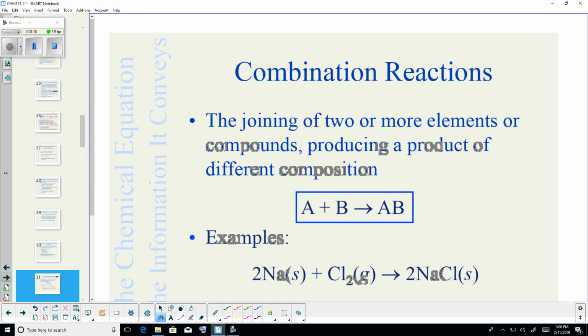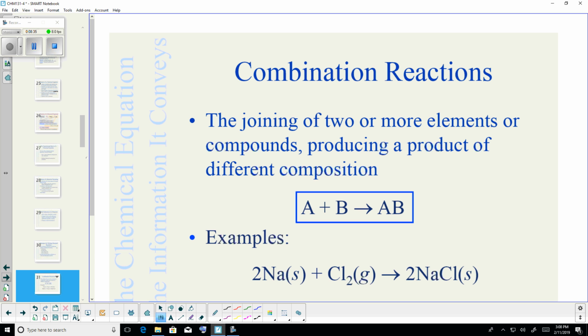So a combination is the joining of two or more elements or compounds producing a product of different composition. A plus B goes to AB. So an example, sodium solid plus chlorine gas gives us sodium chloride solid. That all would be the case with solid.